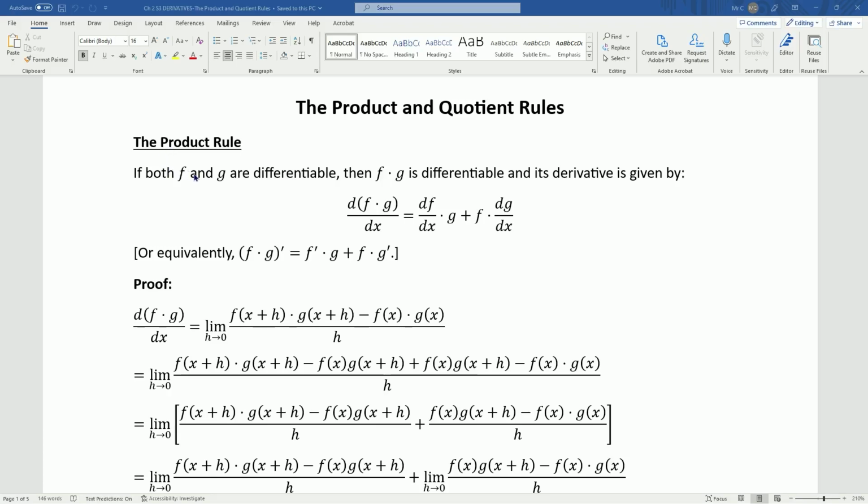This says that if both f and g are differentiable, then f times g is differentiable, and its derivative is given by the derivative of f times g with respect to x equals the derivative of f with respect to x times g plus f times the derivative of g with respect to x. Or equivalently, (fg)' = f'g + fg'.